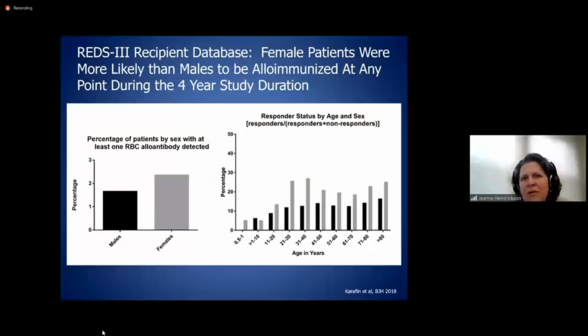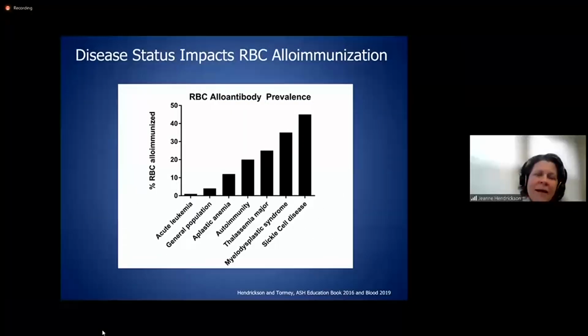I'm just going back to our REDS-III data set. We found that females were more likely to have alloantibodies than males, particularly around the childbearing years. This has been reported by others as well. And we found that disease status impacts red cell alloimmunization. We found that in the RED study.